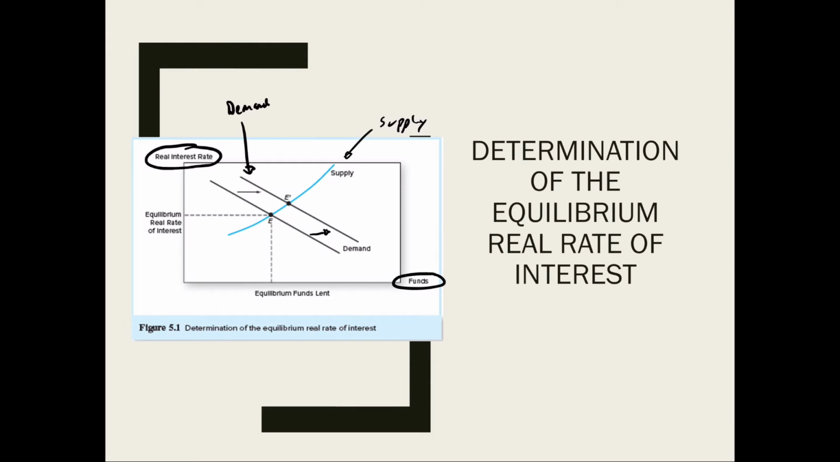If the supply curve were to shift right, what would happen then to our new equilibrium? We would have a lower real interest rate. So anything that would affect the supply and demand of these funds impacts the equilibrium real rate of interest. And once again, the real rate of interest is that change in your purchasing power. Next, risk and risk premium.